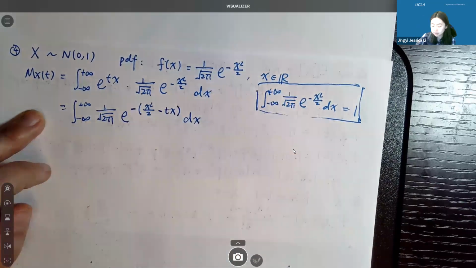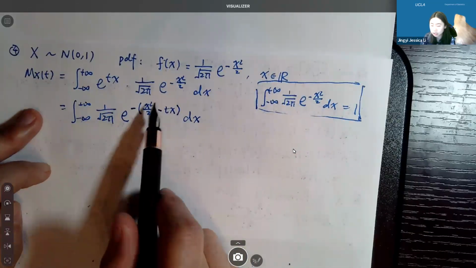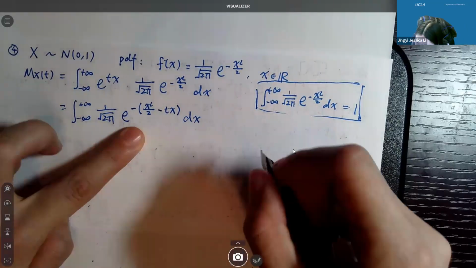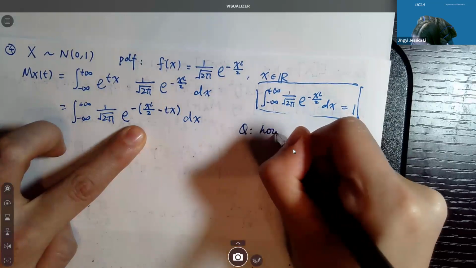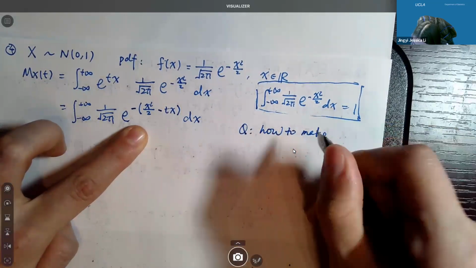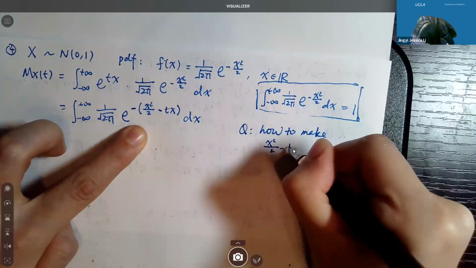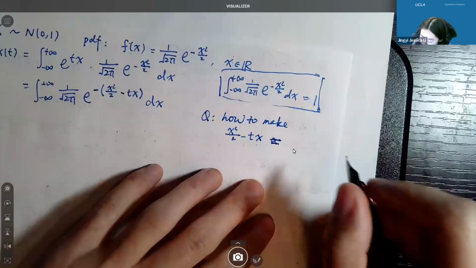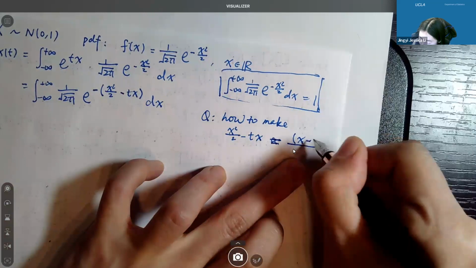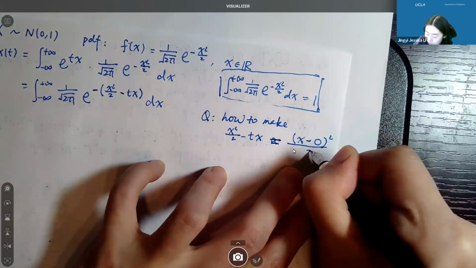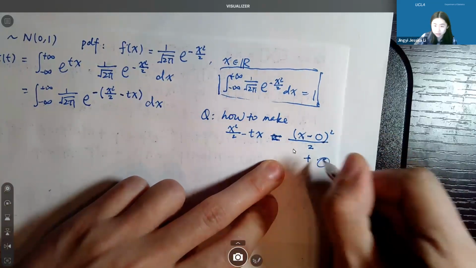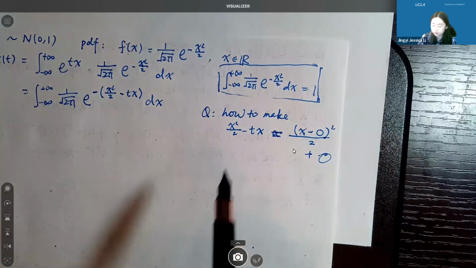Okay. Then this is a mathematical question. How can I make this term into a square term of x? And you see what we can do. Let me just put it here. So the question is how to make x squared over 2 minus tx equal to, let me say, something like (x minus something) squared over 2, because I need this form, and maybe plus something. So I will create a term like this so that I can use this fact.